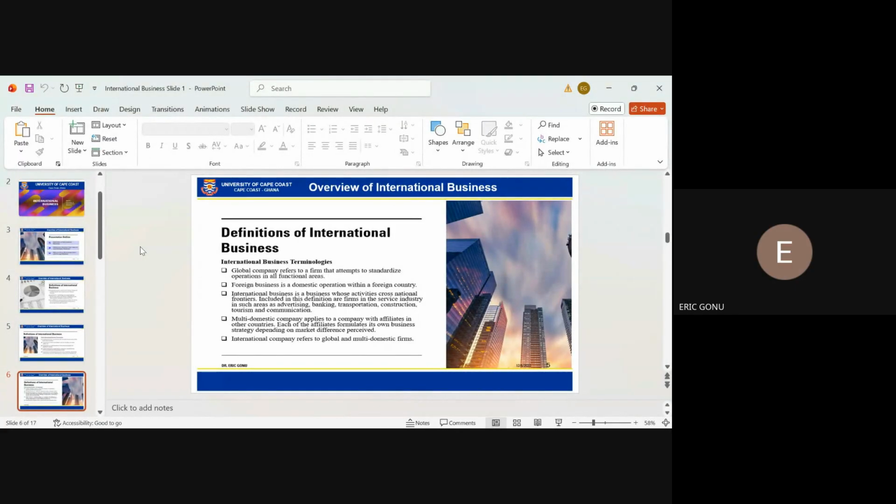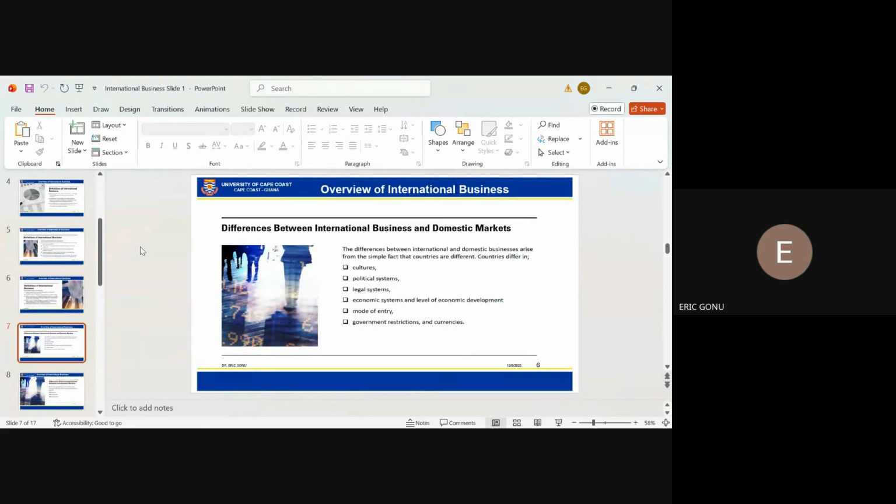Then the last one is called international company. It can be a global or multi-domestic firm. So an international company can be either a multi-domestic firm or a global company. These are a few terminologies that we need to understand when it comes to international business. Any questions so far?